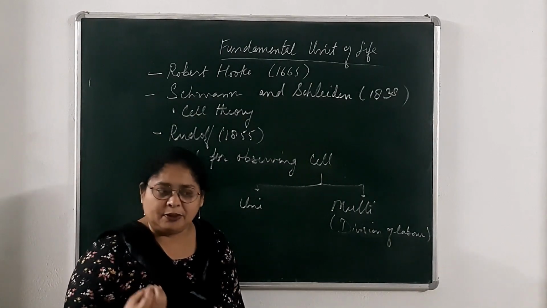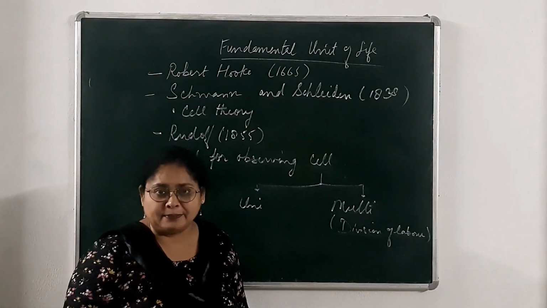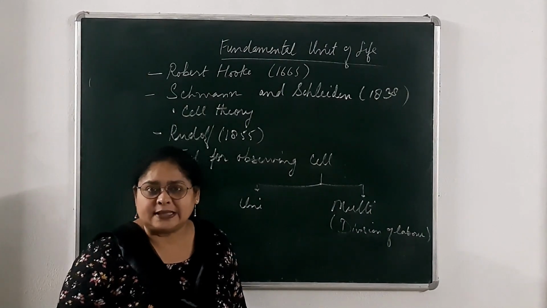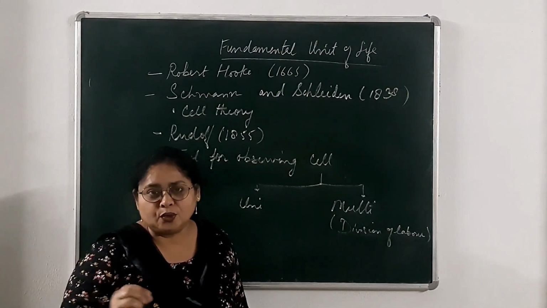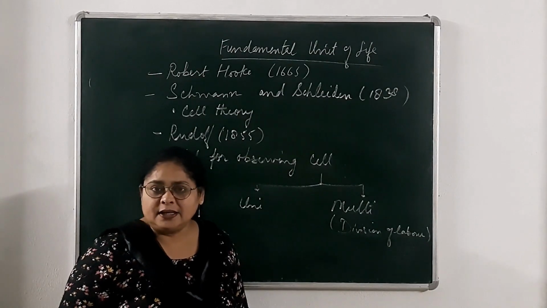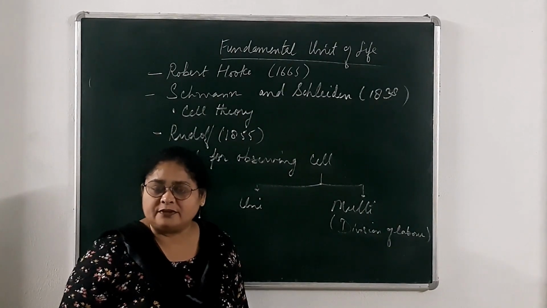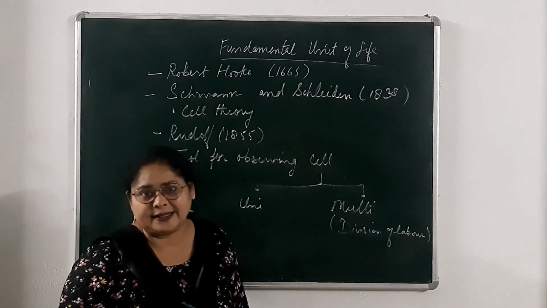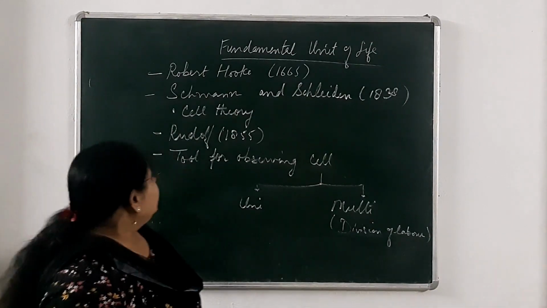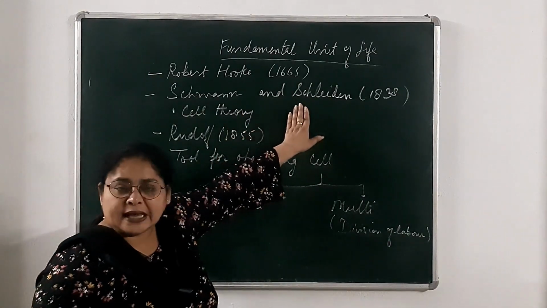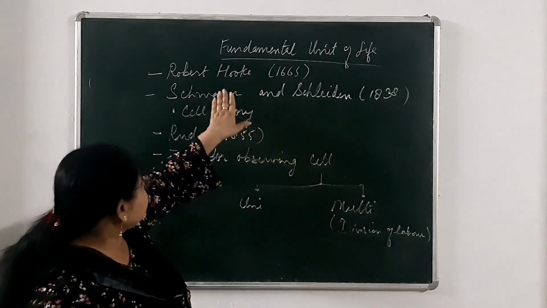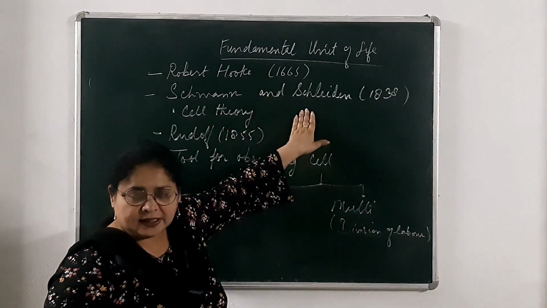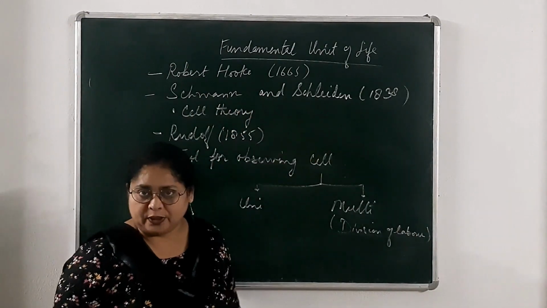उसको ये लगा कि ये बिल्कुल हनीकॉम जैसे छोटे छोटे चैम्बर्स जो हैं, ये क्या है? He called them cell, meaning a small room. Later it was observed that he was observing only a dead cell, because in a wood it is only a dead cell. Then later on in the 19th century, two scientists, Schwann and Schleiden, gave the cell theory.